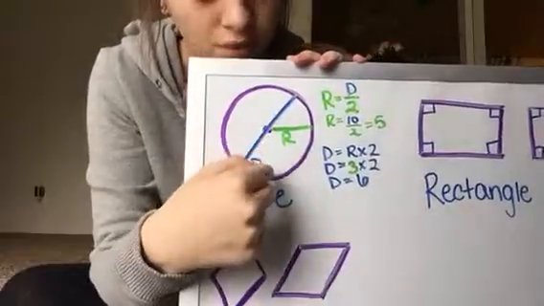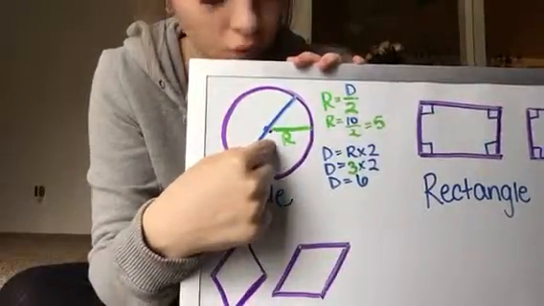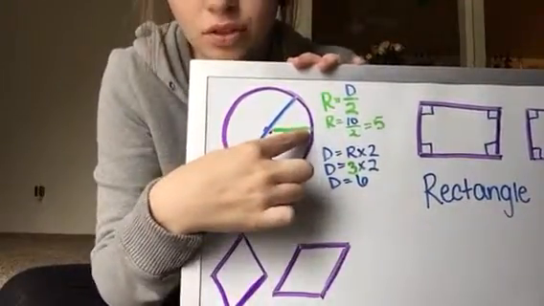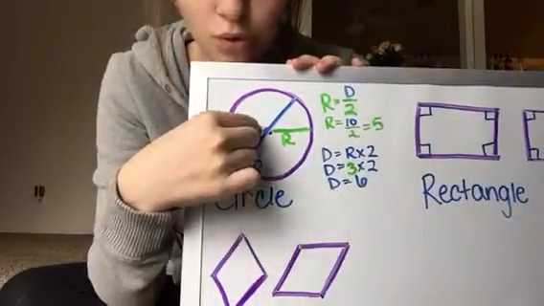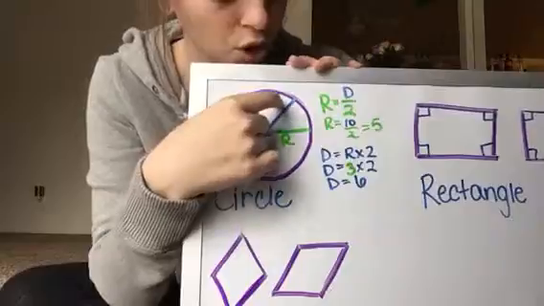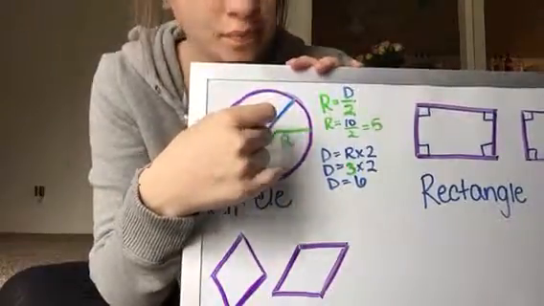The radius is from the center of the circle out to one of the edges of the circle. The diameter is from one edge of the circle through the center point of the circle all the way to the other edge of the circle.